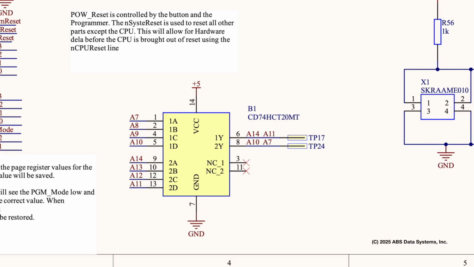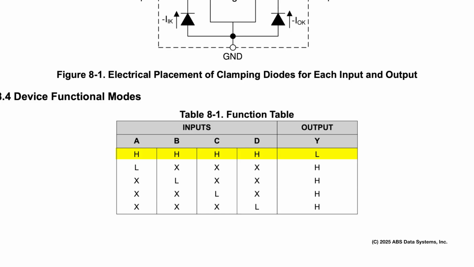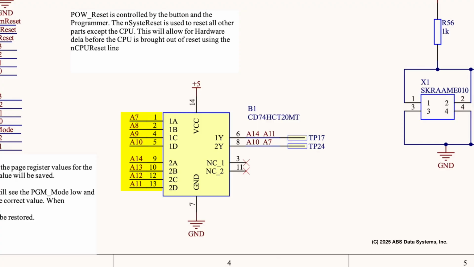So here's how it worked. If we look at table 8-1, if all the inputs are high, then the output of the NAND gate goes low. I can program the CPLD to look for the low transition as part of the equation. This allows me to group together A7 to A10 and A11 to A14. I know when the output is low, all the address lines are high.